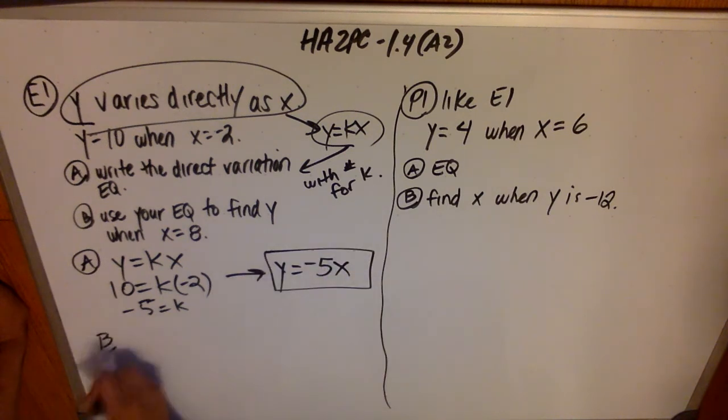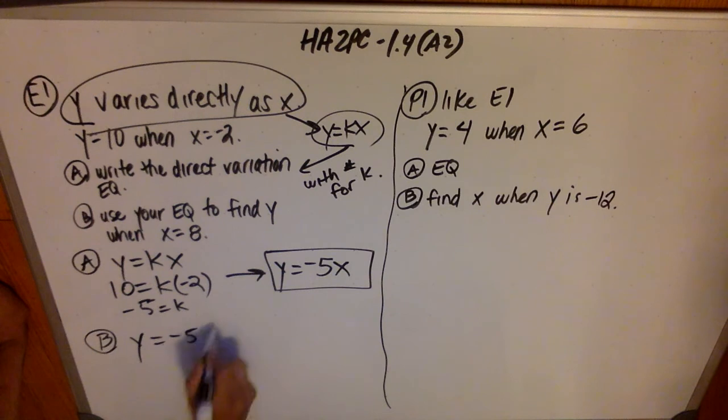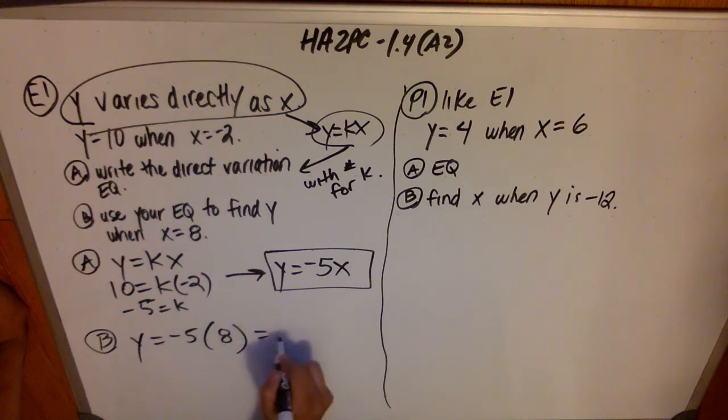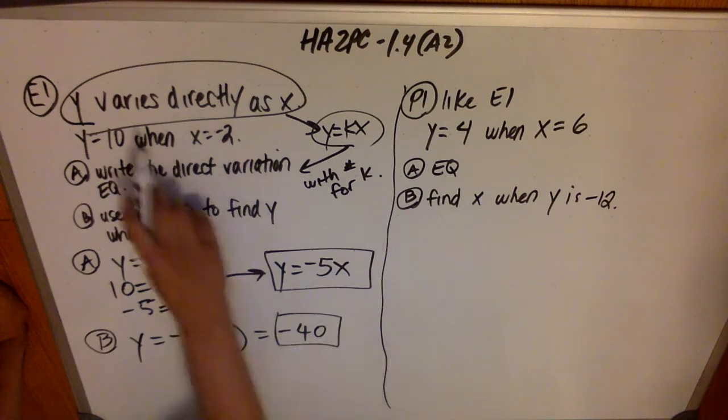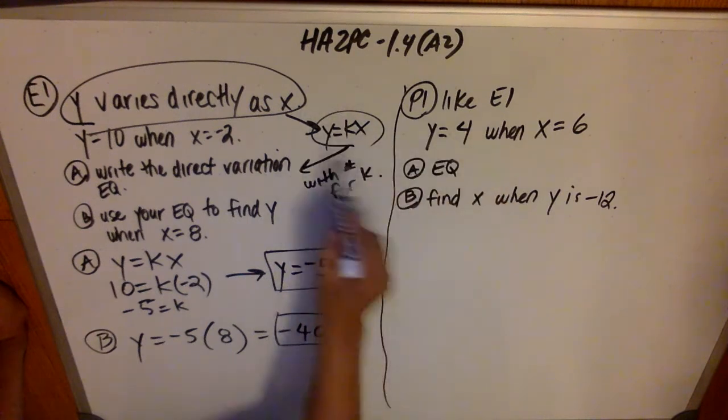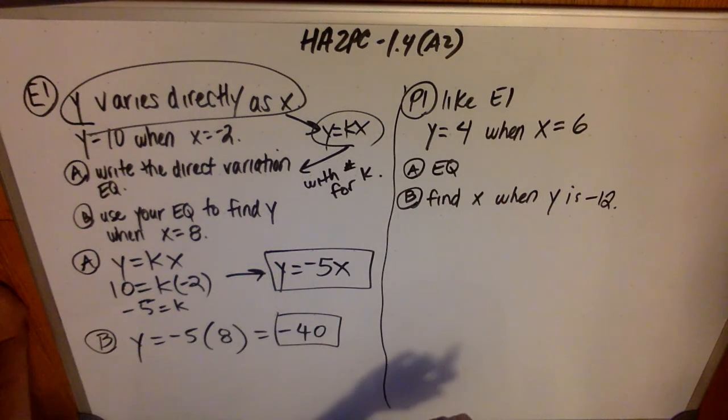Part B says, now use your equation to find y when x equals 8. So y equals negative 5 times 8. y is negative 40. Okay? And that's it. That's what we're going to do. So we're going to use a point that's given to find k, and then we're going to use our new equation. So P1 asks you to do the same thing. I didn't bother to write the y varies directly as x. I was just lazy and wrote like E1. So if you want to try P1 by yourself, before I do it, go ahead and pause me now.